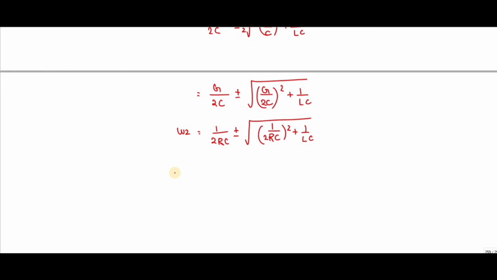So in a similar way, if we solve it for omega 1, you will get minus 1 divided by 2 rc plus or minus root of 1 divided by 2 rc the whole square plus 1 divided by lc. So if we solve, you will get omega 2 minus omega 1 is equal to 1 divided by rc.